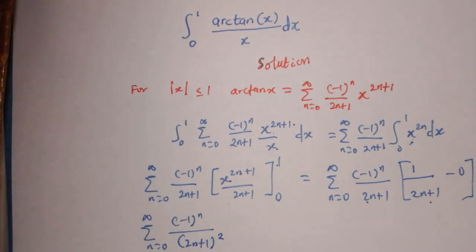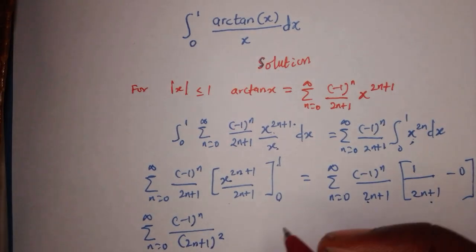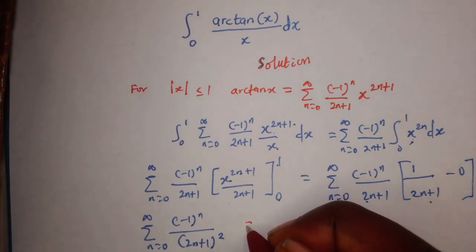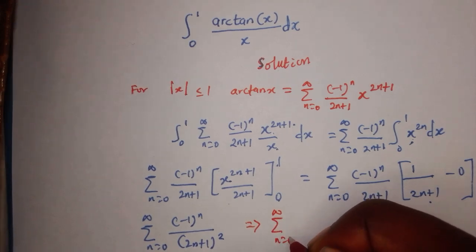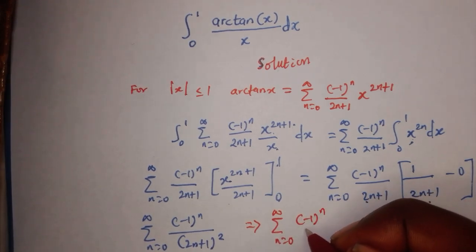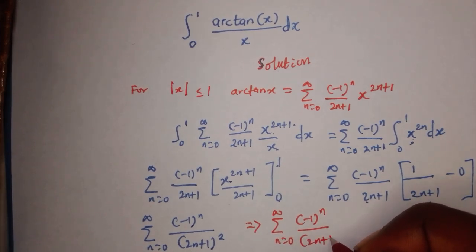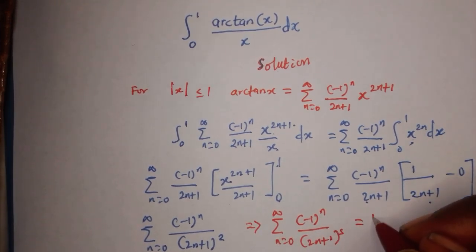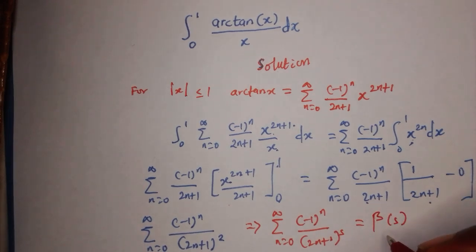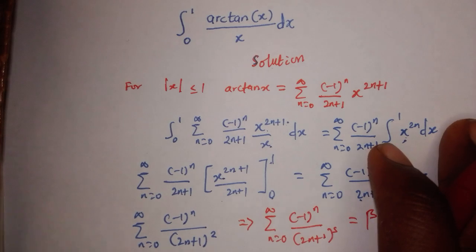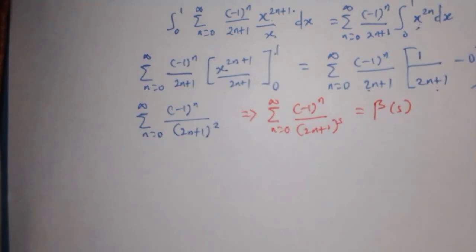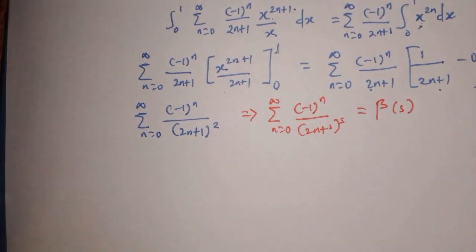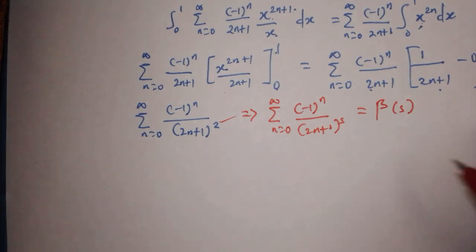Alright, so before I write out the closed form of this sum, I would like to remind us of this general sum. If you have the sum of n from 0 to infinity of minus 1 raised to the power of n over 2n plus 1 raised to the power of s, this will give us beta of s. This is called the Dirichlet beta function. So that is beta of s. Are we together? In this case, what is the value of s? The value of s is 2.